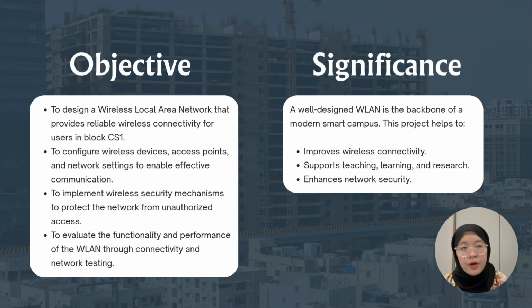To address the problems mentioned, our project has set four objectives. The first one is to design a wireless local area network that provides reliable wireless connectivity for users in CS1. Next is to configure wireless devices, access points, and network settings that enable effective communication. Third is to implement wireless security mechanisms to protect the network from unauthorized access. And lastly is to evaluate the functionality and performance of the wireless LAN through connectivity and also network testing.